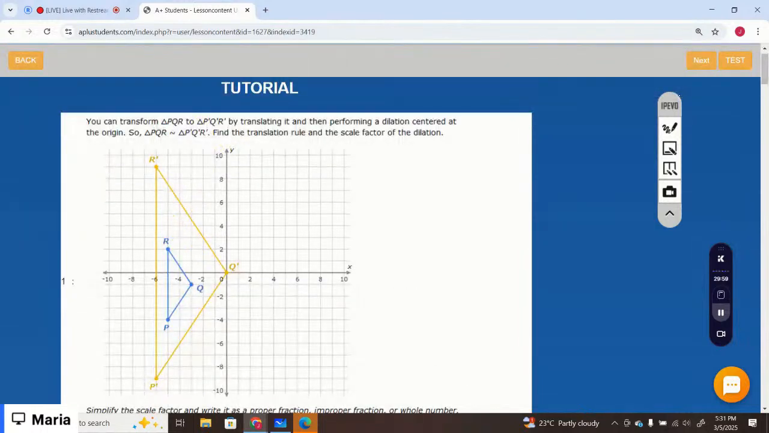You can transform triangle PQR to triangle P dash Q dash R dash by translating it and then performing a dilation centered at the origin. So triangle PQR is similar to triangle P dash Q dash R dash. Find the translation and the scale factor of the dilation.